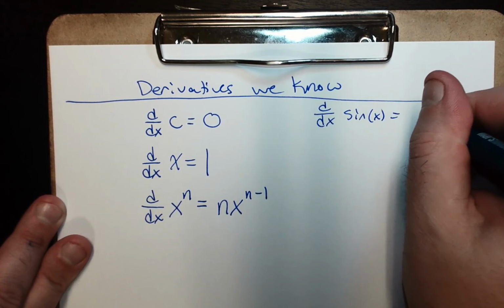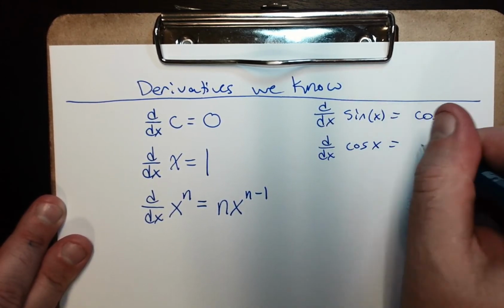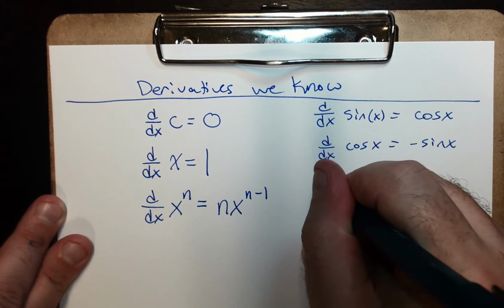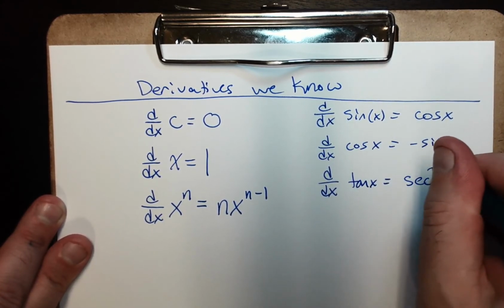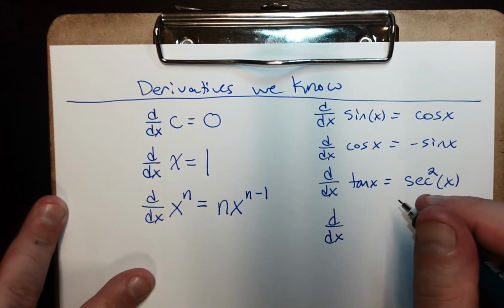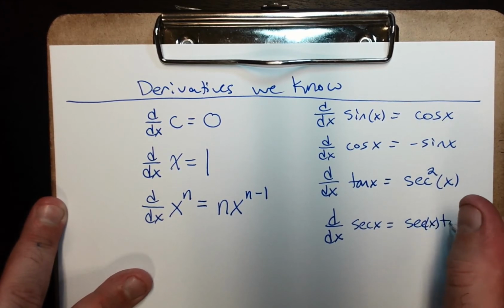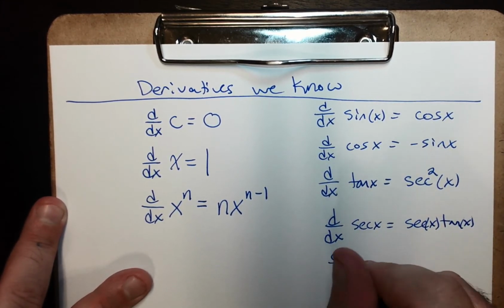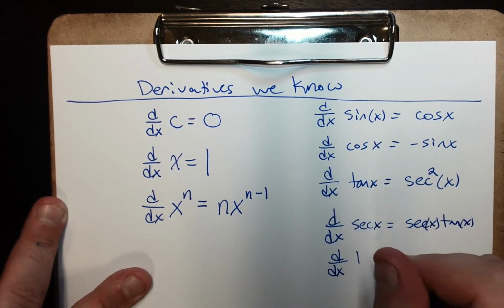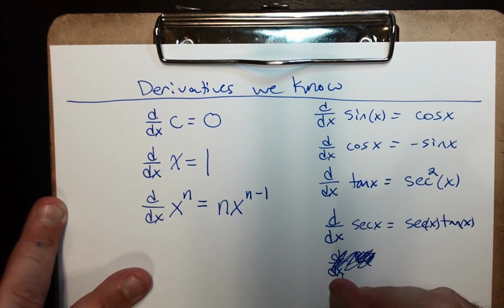And you know the derivatives of all the trig functions. The derivative of sine x is cosine x. The derivative of cosine x is negative sine x. The derivative of tangent x is secant squared x. 3 more. The derivative of, well, what haven't we done? Secant. The derivative of secant x is secant x tangent x.